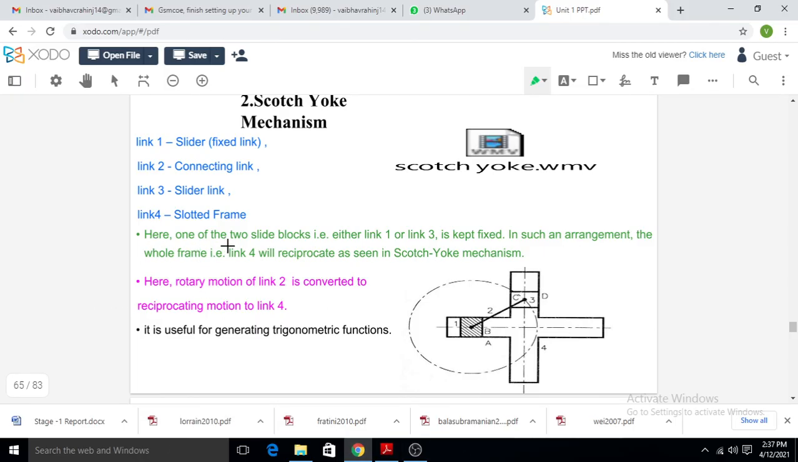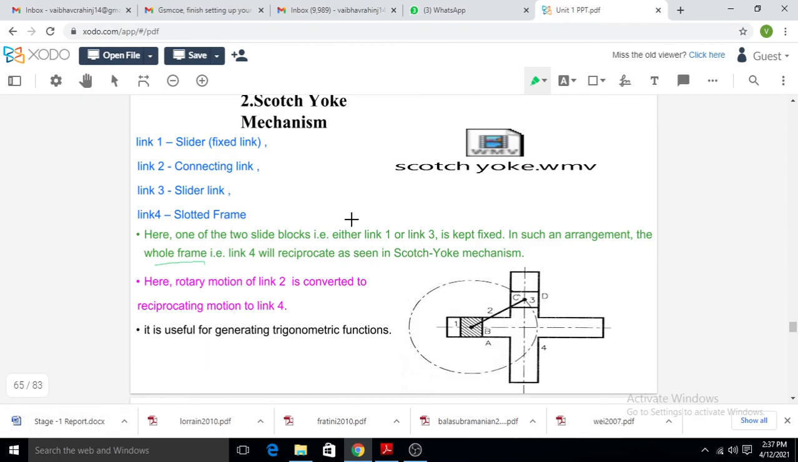Okay, here one of the 2 slider blocks, either link 1 or link 3, will get fixed, means we make slider 1 or slider 3 fixed, and in such an arrangement the whole frame, that is link 4, means this all plus sign is link number 4, will reciprocate as seen in a Scotch yoke mechanism. All this frame will reciprocate.